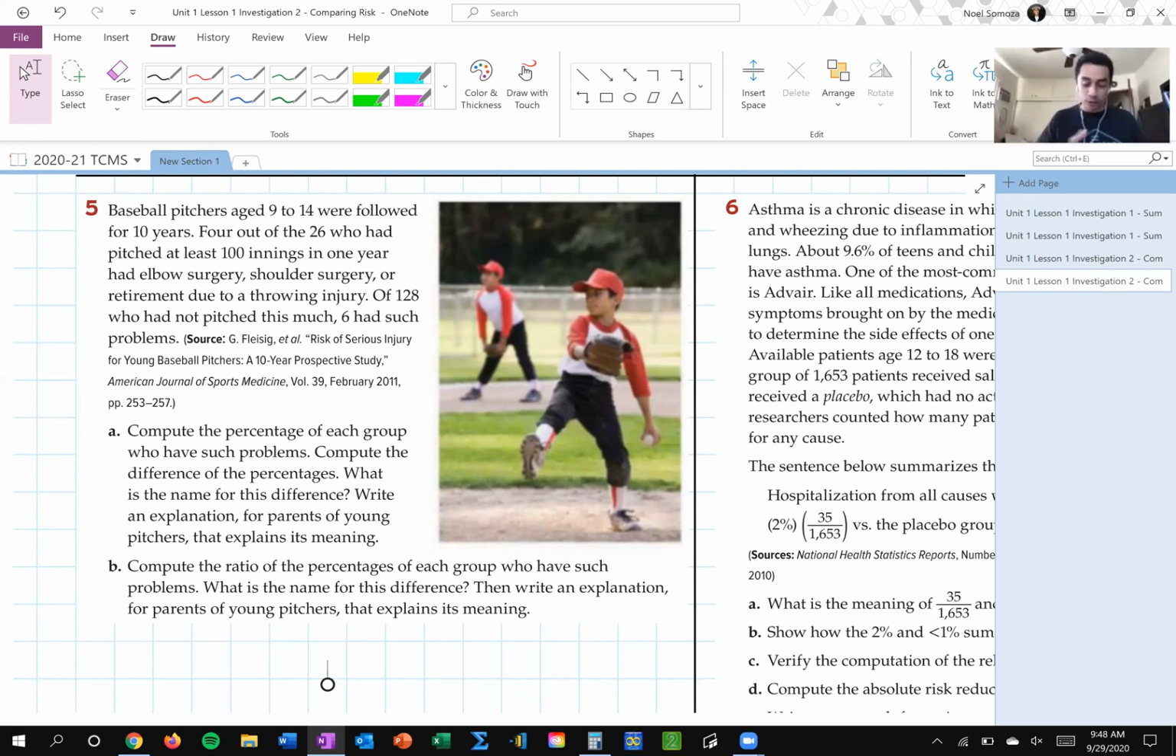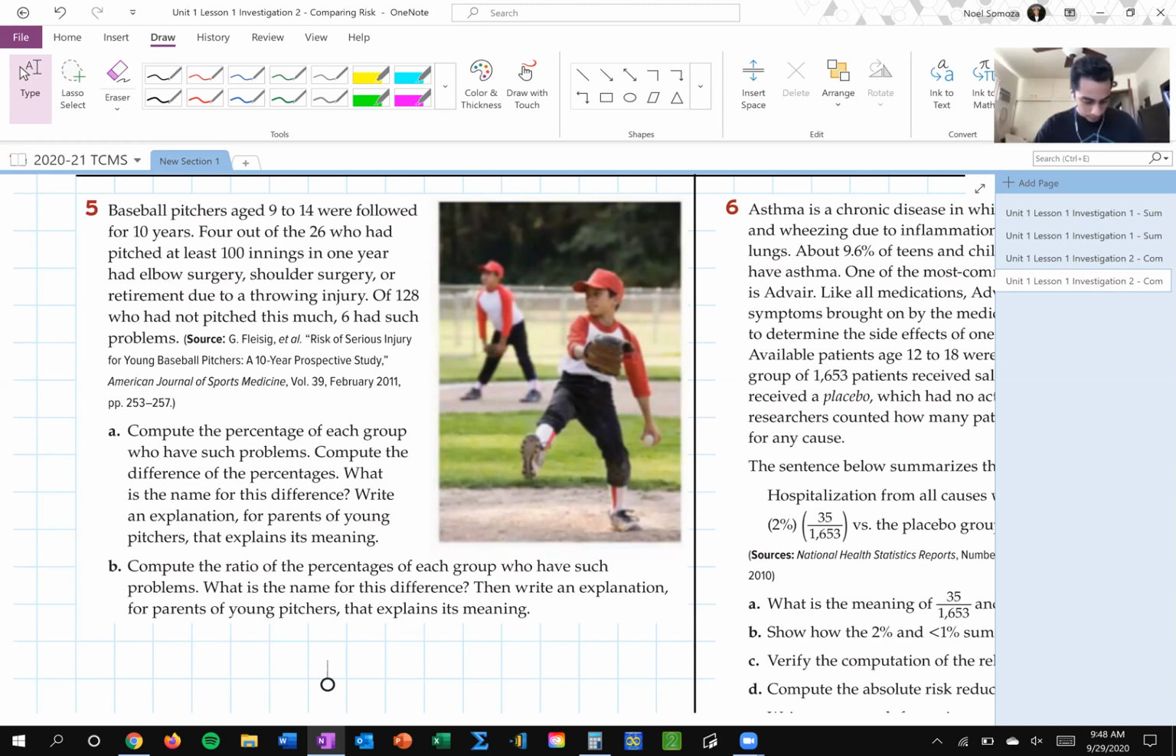So you could be pitching when you're young, but not develop any problems, shoulder, elbow, or any other issues, until maybe 10 years after. So they're followed for 10 years. 4 out of the 26 who had pitched at least 100 innings in 1 year had elbow surgery, shoulder surgery, or retired due to a throwing injury. Out of 128 who had not pitched 100 innings, only 6 had such problems.